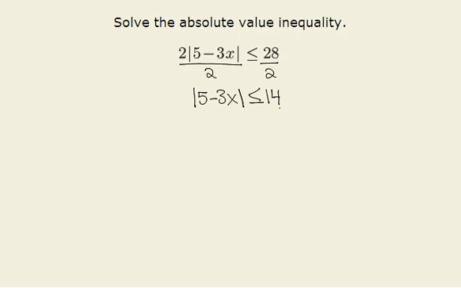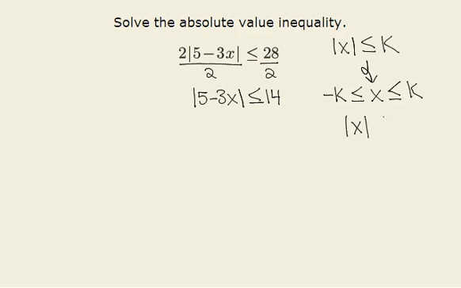Now from here, I'm going to use a method of solving that says when you have the absolute value of x and it's less than or equal to some number k, you rewrite it as negative k is less than or equal to x is less than or equal to positive k. So you rewrite it as a double inequality. For example, if you had the absolute value of x is less than or equal to 1, you could rewrite it as negative 1 is less than or equal to x, which is less than or equal to positive 1.